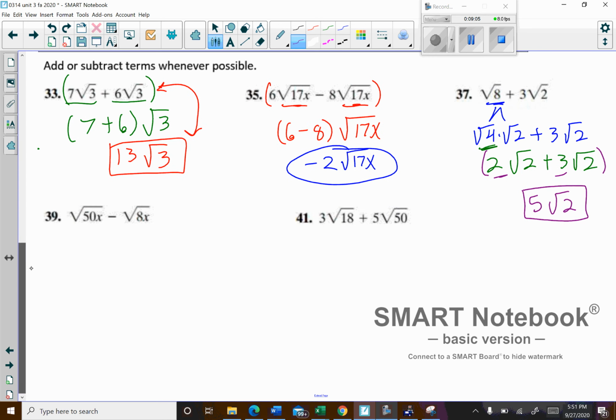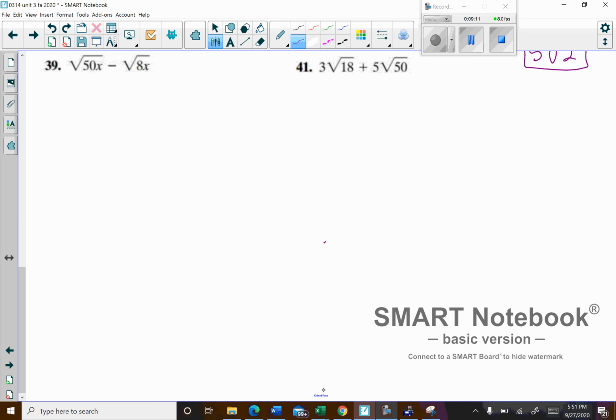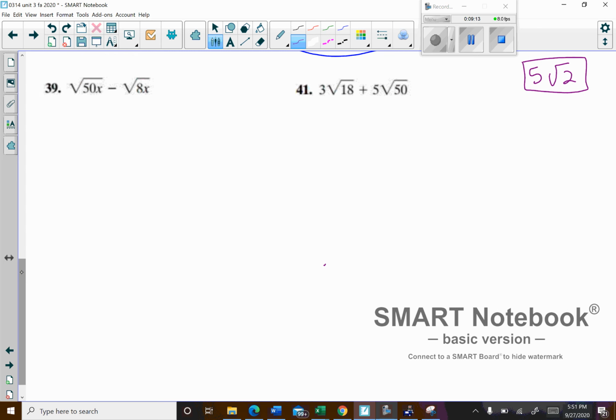All right, so the last two really aren't too different from number 37, except I'm probably going to have to do something with both of them, not just one of them. So if you look here on number 39, I've got square root of 50x minus square root of 8x. Both of these are going to have to somehow get broken apart. What I can do with the 50 is break off a 25, and that's going to leave 2x on the other one, right? Square root of 25 times square root of 2x would be square root of 50x.